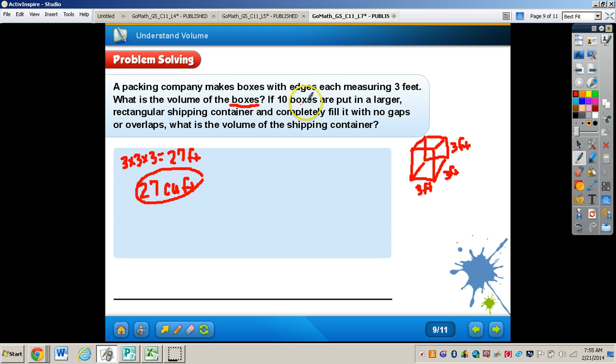However, if there were 10 boxes put in a larger rectangular shipping container and completely filled with no gaps or overlaps, what is the volume of the shipping container? Since we know that one box is 27 cubic feet, we can multiply that measurement of 27 cubic feet by 10, and the reason why we're multiplying it by 10 is because we have 10 boxes. So the answer to the final question would be 270 cubic feet for our answer.